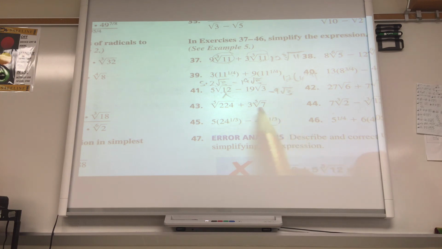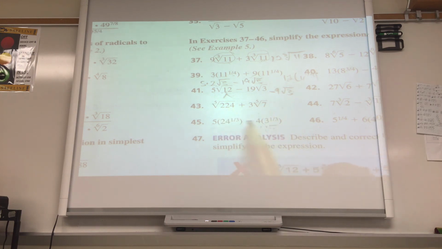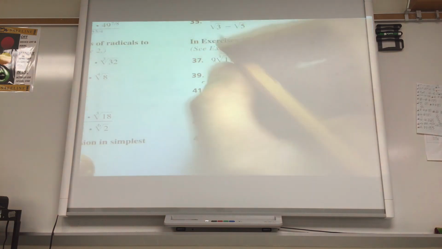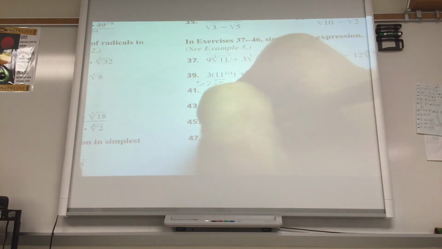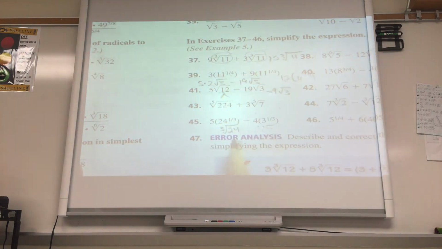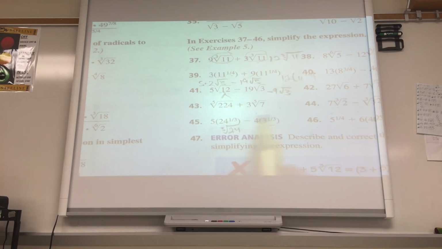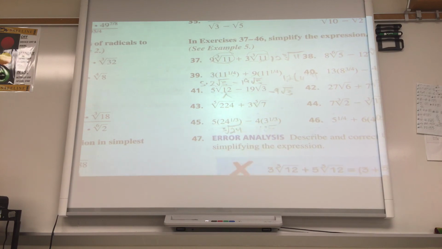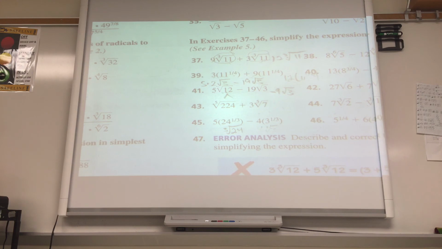Okay, so the trick is break down your square roots or whatever these are. Don't forget this is actually a square root also. This is a cube root of 24. So break down all of your roots until they look the same so you can add or subtract them, and that would be the end of that story.